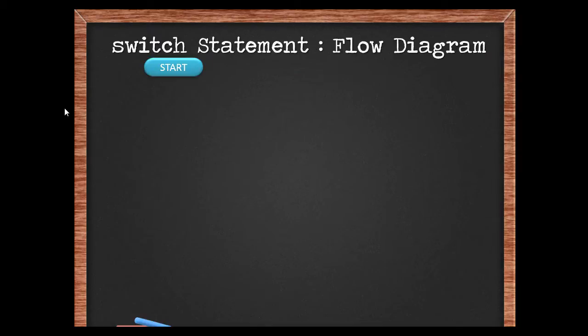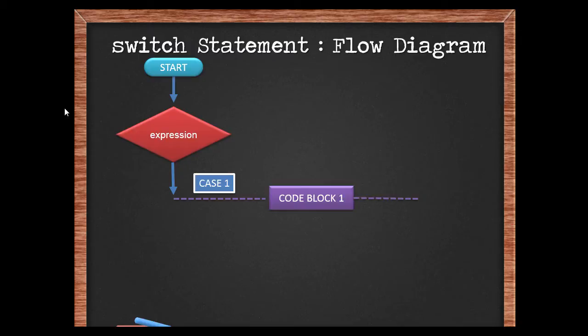Let's look at a flow diagram for the same. You start the switch statement and encounter an expression. If the expression matches a case, in our example this one, the code block or statements are all executed until a break is encountered. Once the break is encountered, it goes straight to the stop mode, which means your switch statement is exited.